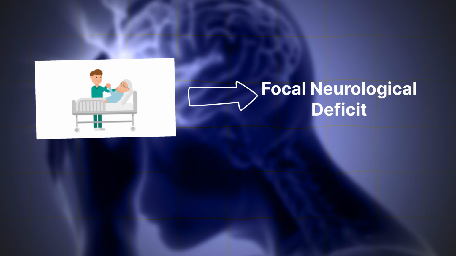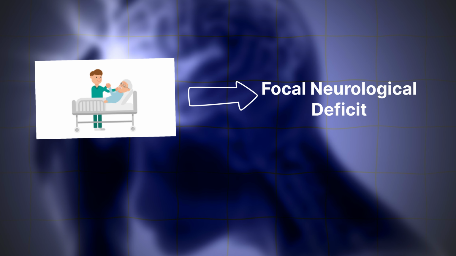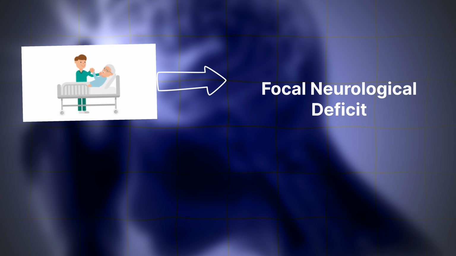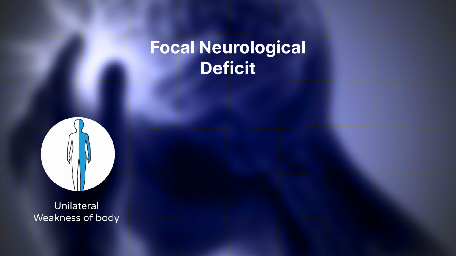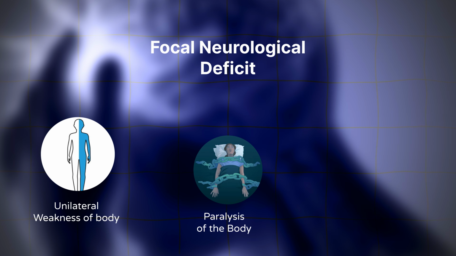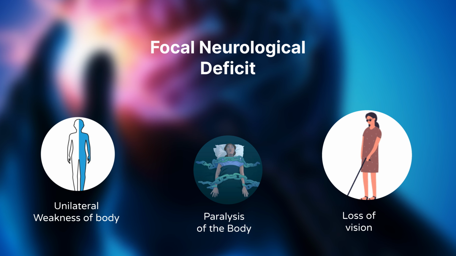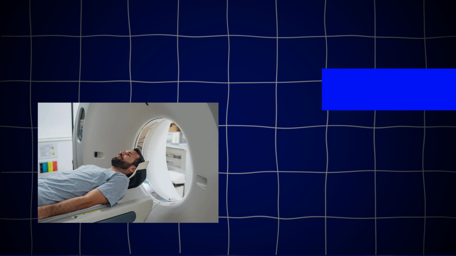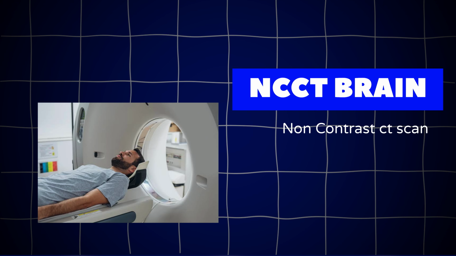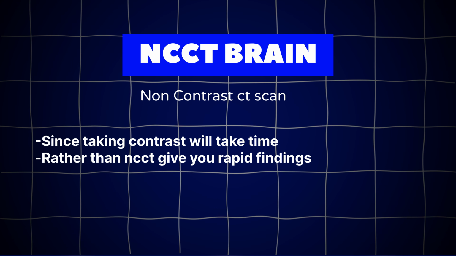Whenever a patient presents to you with focal neurological deficit in your clinic, that focal neurological deficit can be unilateral weakness of the body, paralysis of the body, sudden loss of vision. All these symptoms are focal neurological deficit. The first thing that you have to do is to order non-contrast CT scan. Since taking contrast will take time, non-contrast CT scan will give you a result more rapidly than any other.